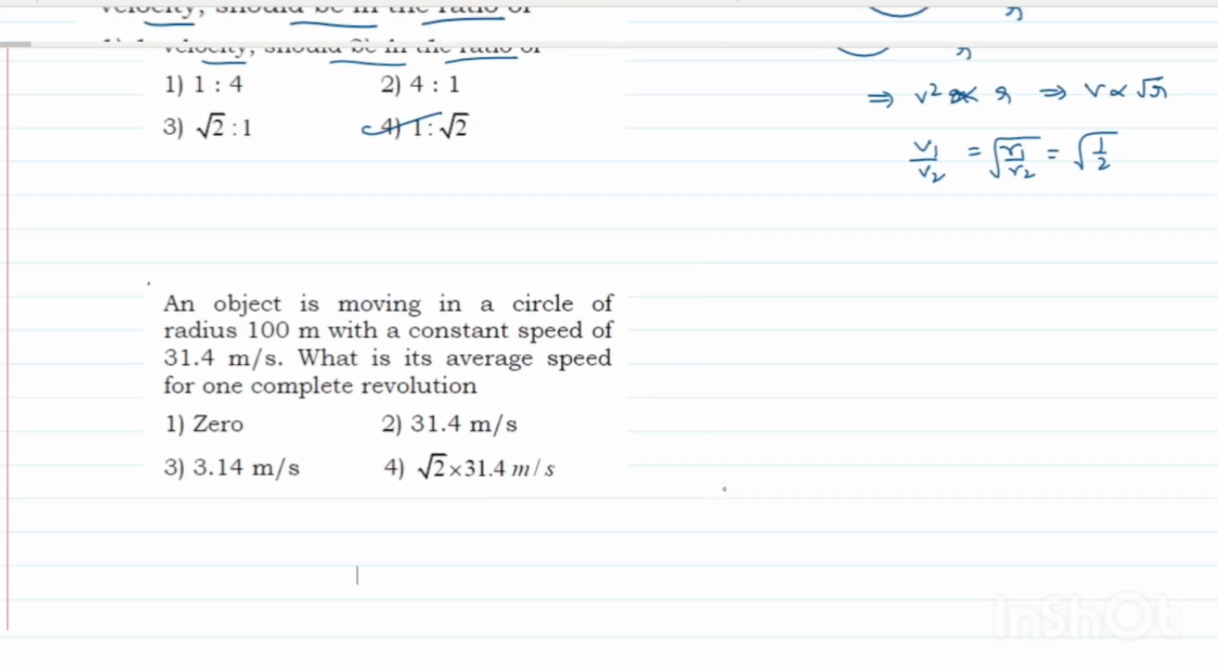An object is moving in a circle of radius 100 meters with a constant speed of 31.4 meter per second. What is the average speed they are asking? So an object is moving in a circle of radius 100 meter with a constant speed of 31.4 meter per second. Its average speed for one complete rotation. In uniform circular motion, what remains constant? Speed remains constant.